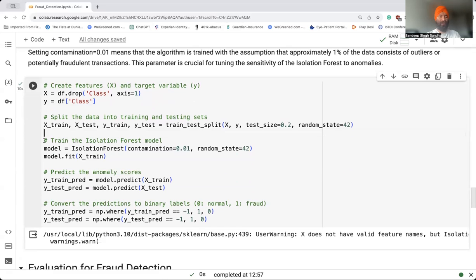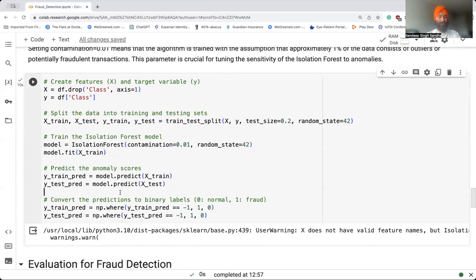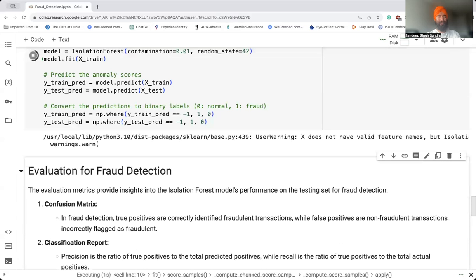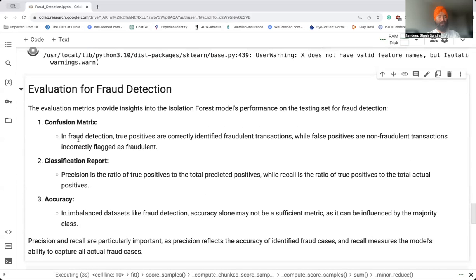We have not done a lot of fine tuning here, but are training a model directly in a simplified form. Let us look at how this model does. If we train this model in a simplified form, we are evaluating this. So we evaluate it in the form of confusion matrix, classification report, and we look at accuracies here.